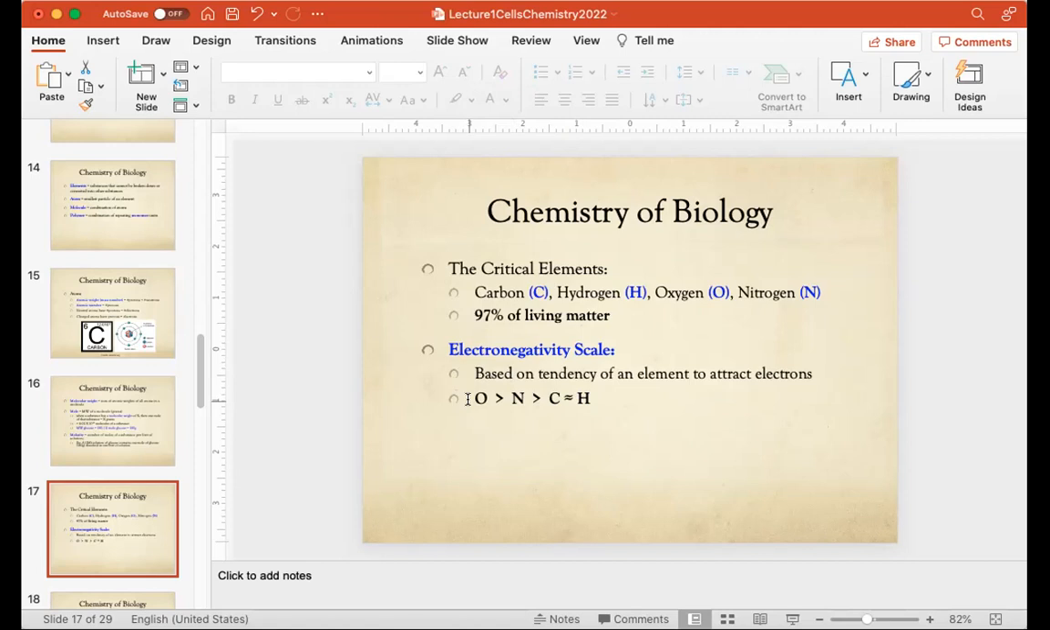That means oxygen has the ability to pull or attract electrons much more than carbon does or hydrogen does, even more than nitrogen. Nitrogen sits below oxygen. It's less electronegative than oxygen, but it's more electronegative than carbon and hydrogen.